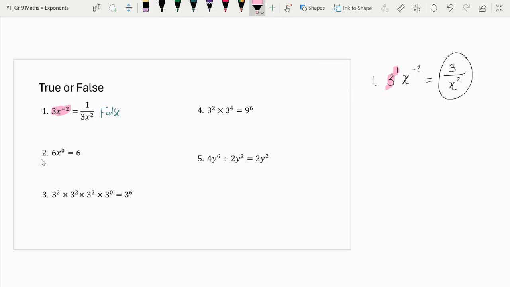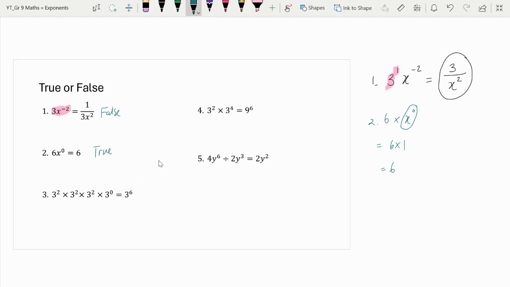Let's look at the second one. We've got 6 times x to the power of 0, which is equal to 6. What do you think about that? Well, we know that 6 is being multiplied by x to the power of 0, and x to the power of 0 gives us 1. So the answer must be 6. It must be true.